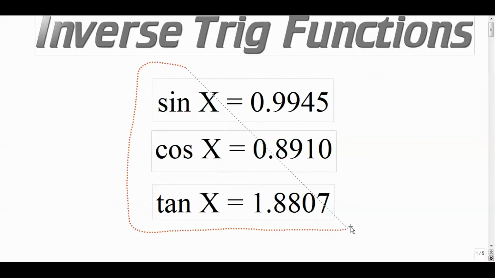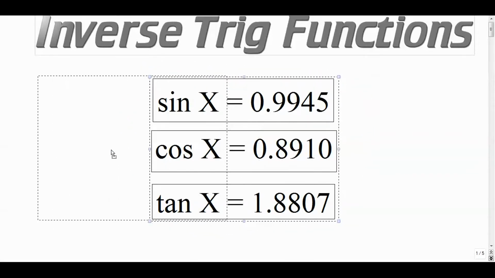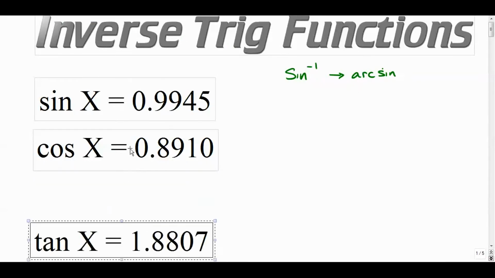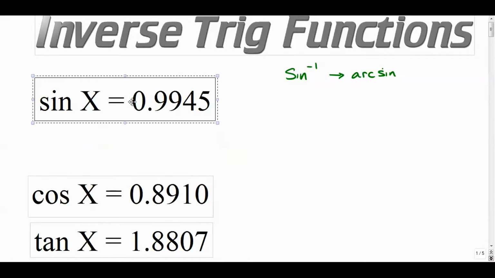Alright, so let's go ahead and try each one. A lot of times your teacher will refer to these inverses, instead of sine inverse, as arcsin. They're the same thing. That little prefix just means the inverse. So I'll solve each one of these separately.